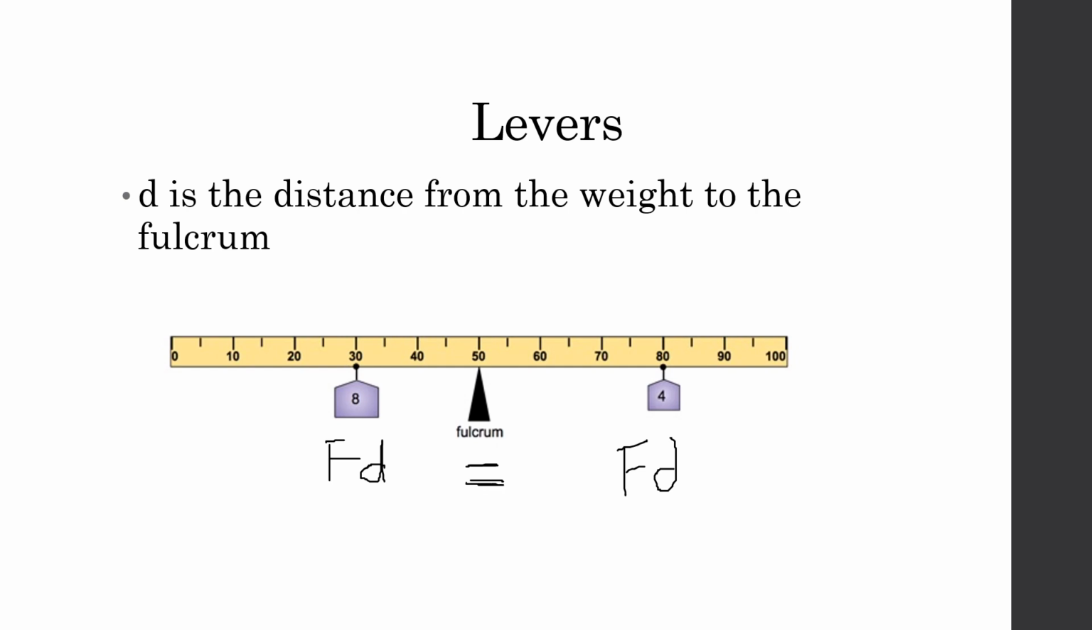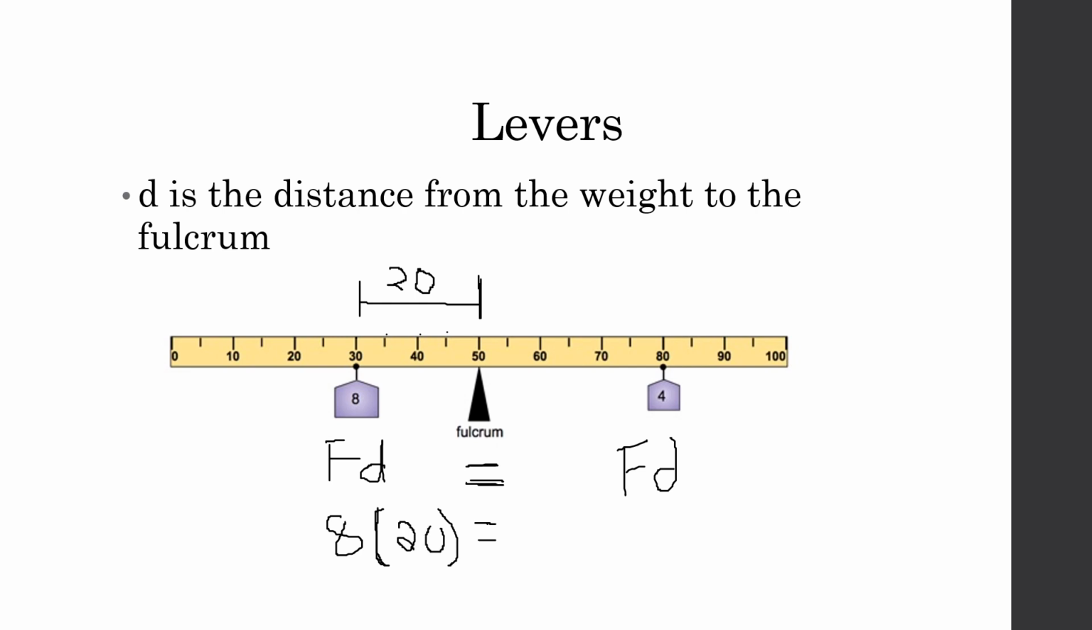Well, let's find out. The force for this first one is 8. What is the distance here? I know your gut reaction is going to say the distance is 30. It is not. It is at the 30 mark of the meter stick. But if you look, each of these little tick marks is 5. How many units is it from the weight to the fulcrum? That is 5, 10, 15, 20, or 50 minus 30 is 20. The distance is 20. D is the distance from the weight to the fulcrum.